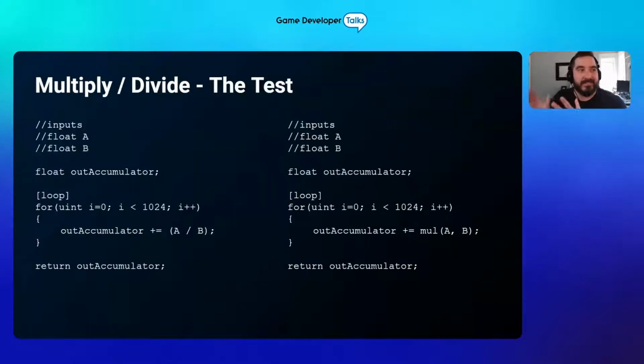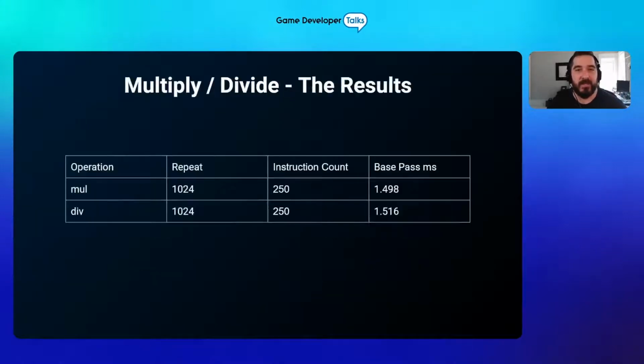So the tests are going to start looking really familiar from here on out. Same thing as instruction count. We're going to accumulate the results of A divided by B and A times B into a float and just output that from the custom expression.